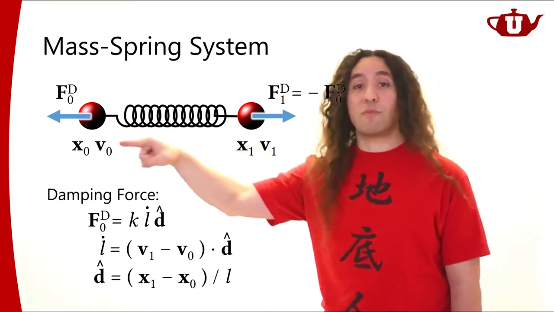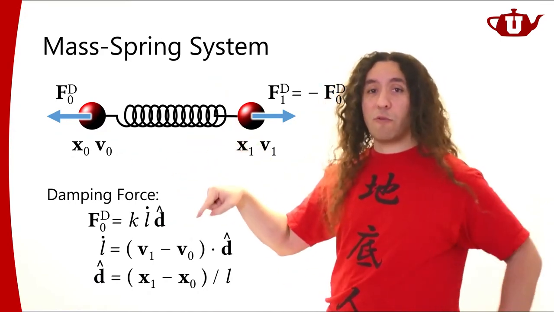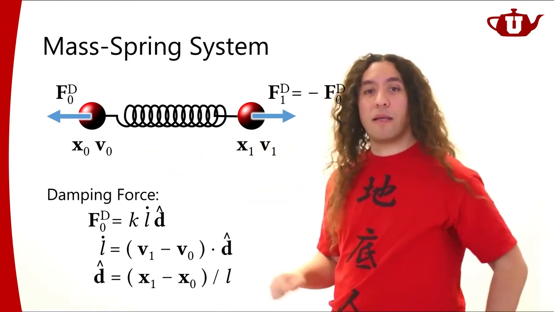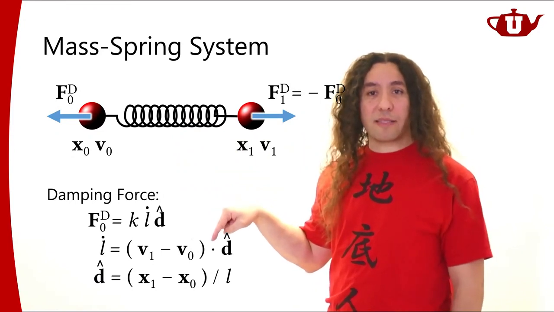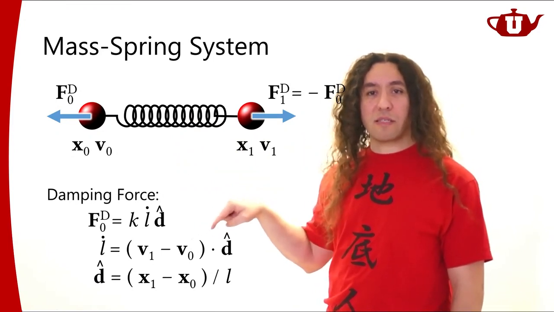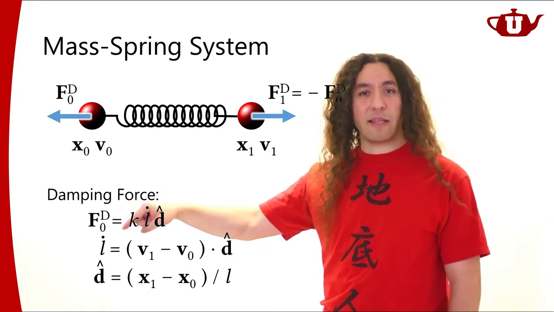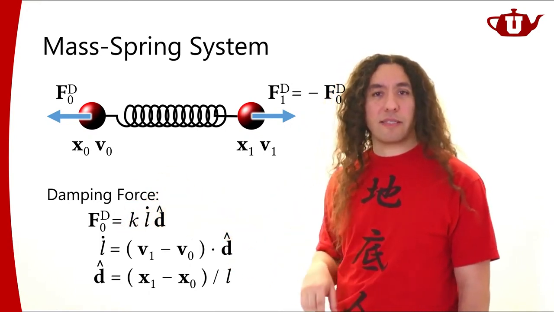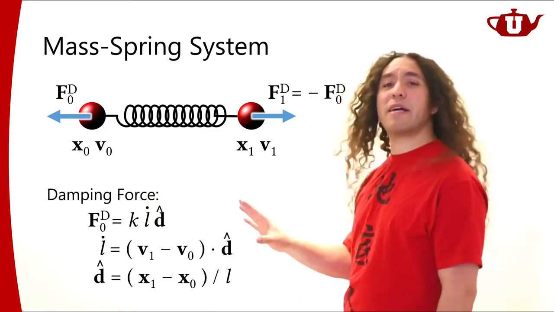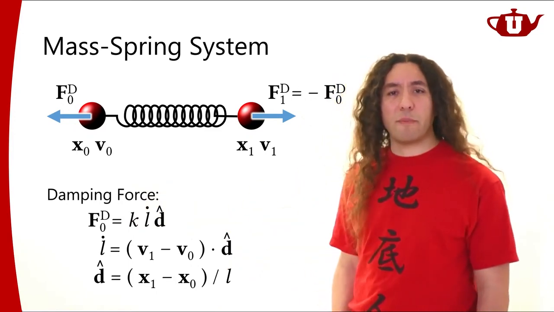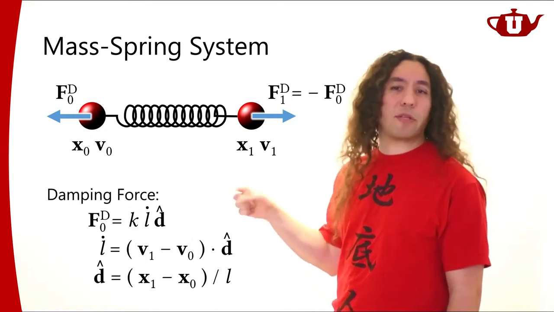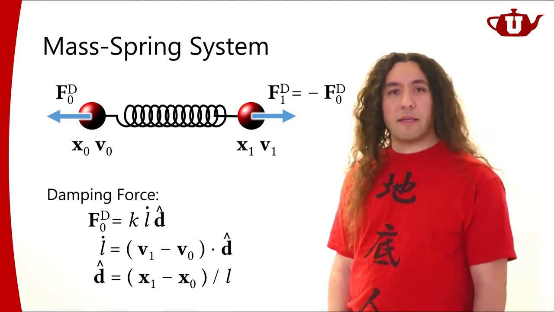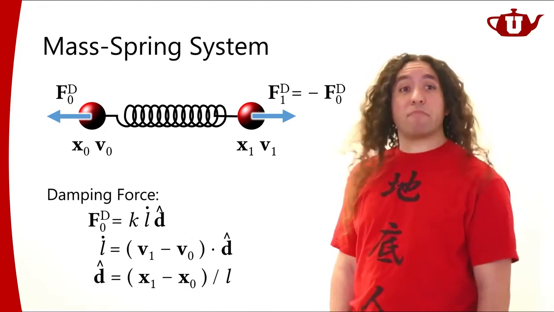I'm just interested in this spring direction, because that's going to give me how fast the length of the spring is changing. So that's why I have this dot product. The dot product of two vectors is going to give me a scalar, and that scalar is going to be a speed. And again, the spring direction is the same direction. Very, very similar to the spring force computation. It's just that I have this dot product here, and I'm using the velocities. That's really the only difference here. All right, so that's really it.